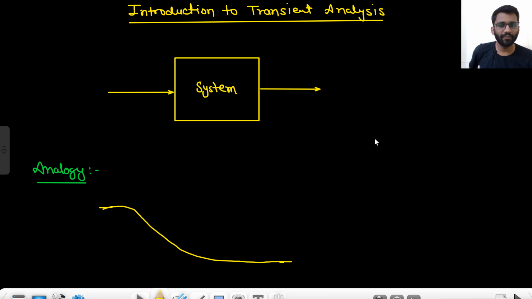Hello everyone. So today we are going to start the most important topic of network analysis, that is transient analysis. Even if you consider the interviews, this is the first topic they ask. This is the most important topic. From basic electrical science or network analysis, whatever you call it, this is the most important topic, and students find it sometimes a bit tough. So we will start from the very beginning.